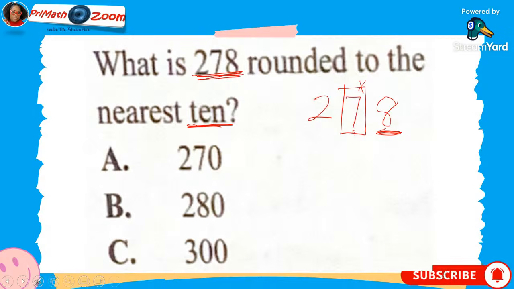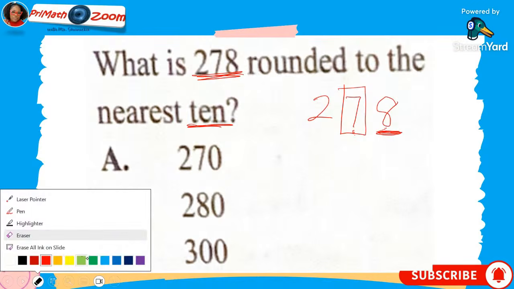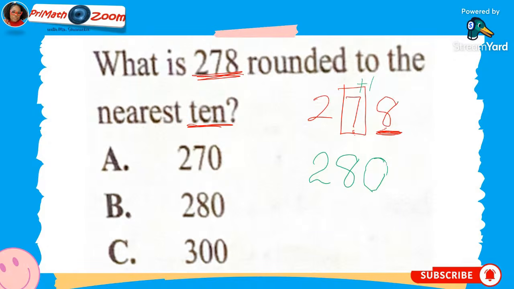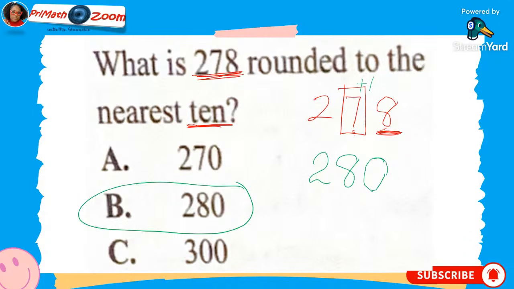Let me write that properly. We're going to add 1 to the digit in the tens position. So we'll add 1 plus the 7 to make that 8. So now we have 280. We have to now use a 0 in the ones place like a placeholder because we are rounding. Okay, so if you said the correct answer is B, 280, you are correct. Good job.